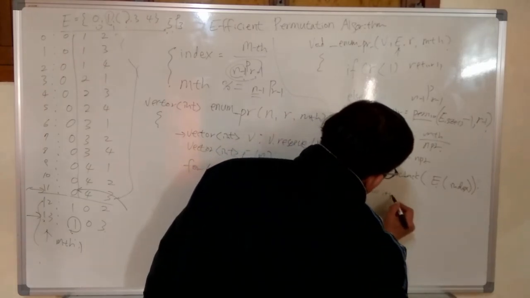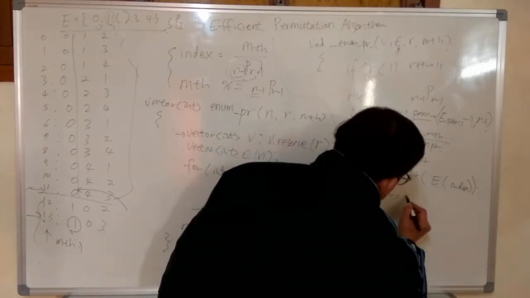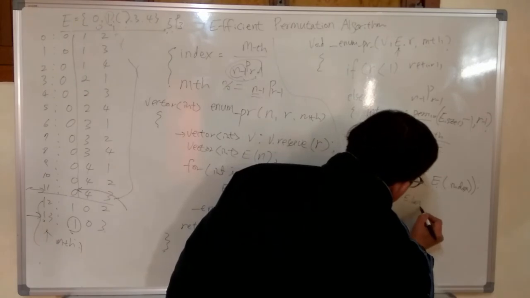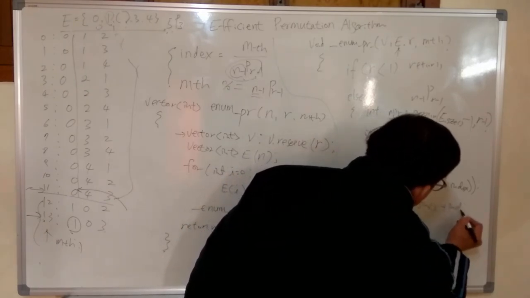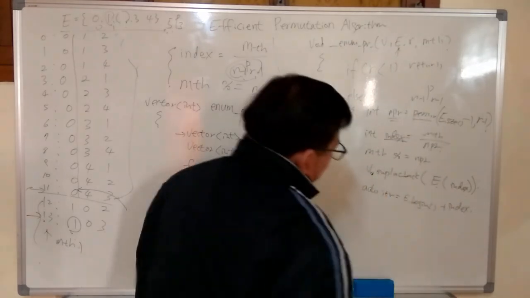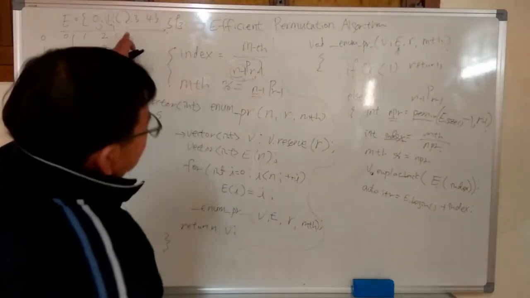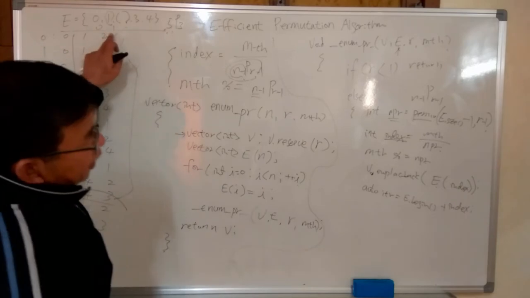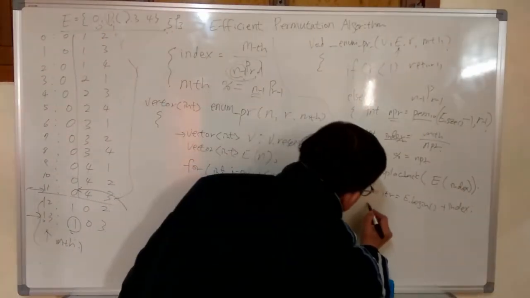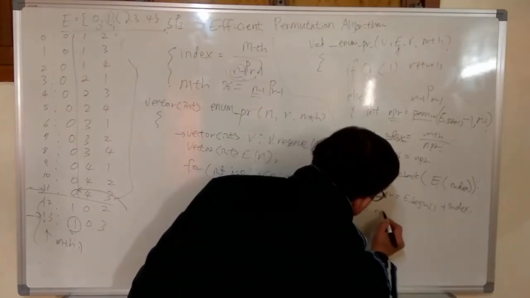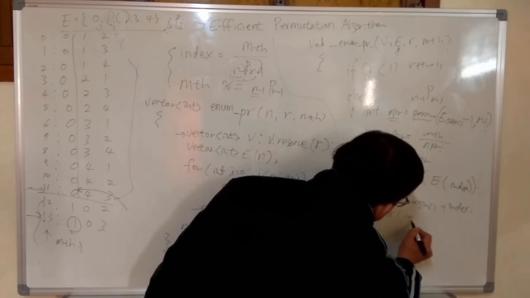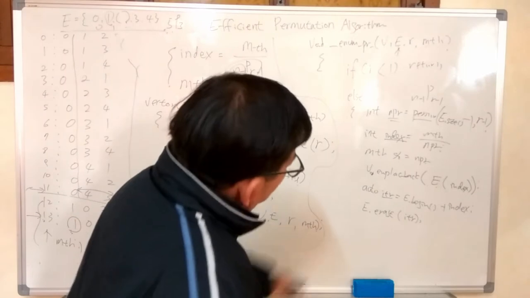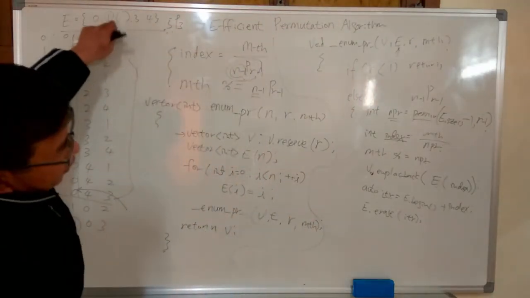To do that, we compute like this: itr is E begin plus index. Then it gives the iterator for this indexed element. Then we say erase itr. So we removed one element here.